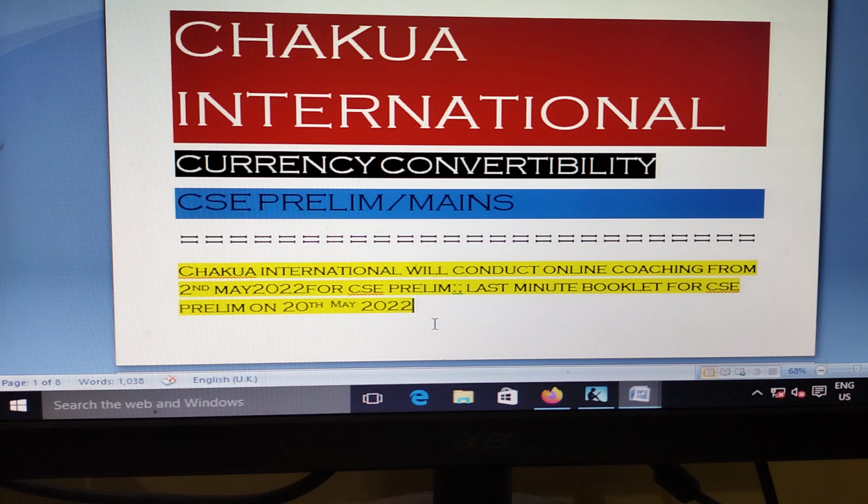This is related to currency convertibility, particularly capital account convertibility.